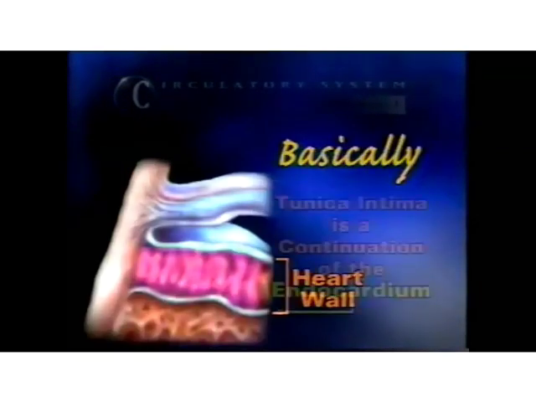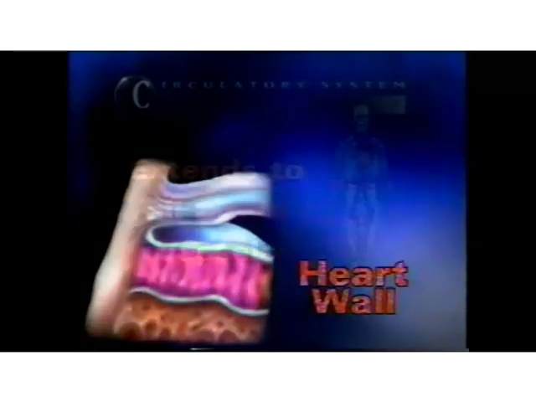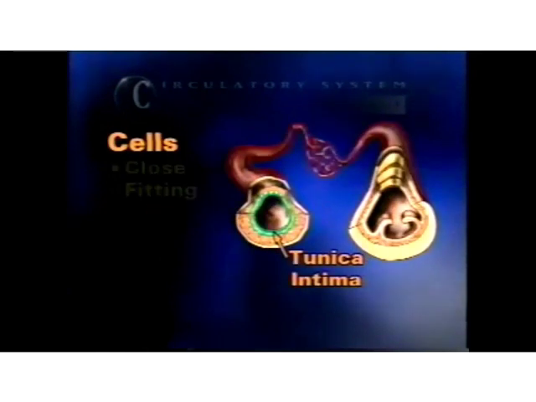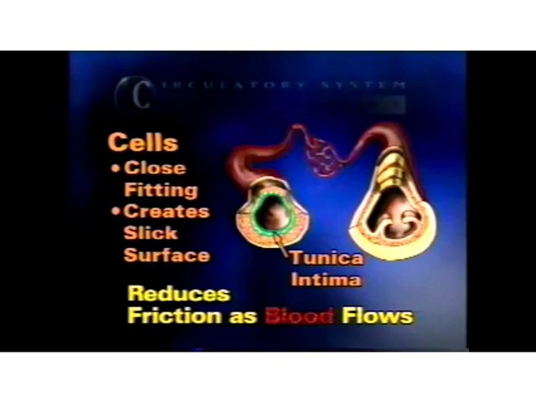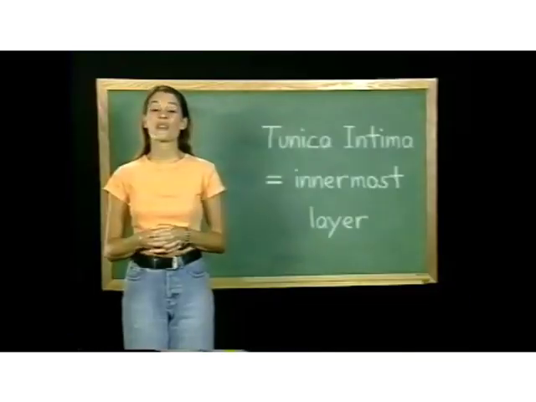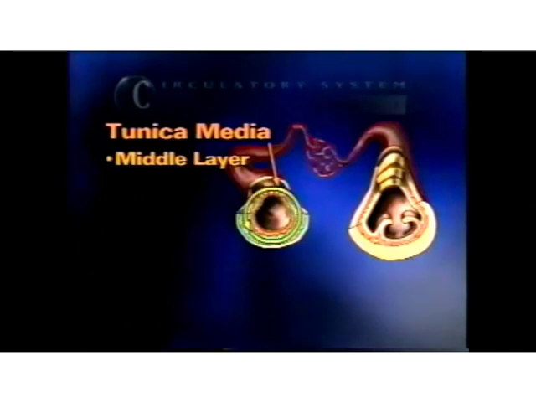Basically, the tunica intima is just a continuation of the endocardium of the heart wall that extends into all the blood vessels of the body. The cells of this layer are close-fitting and create a slick surface that helps reduce friction as blood flows freely and happily through the lumen. It's easy to remember that the tunica intima is the innermost layer because the prefix in can help you remember inner. The tunica media is the middle layer of circularly arranged smooth muscle cells and elastic fibers.